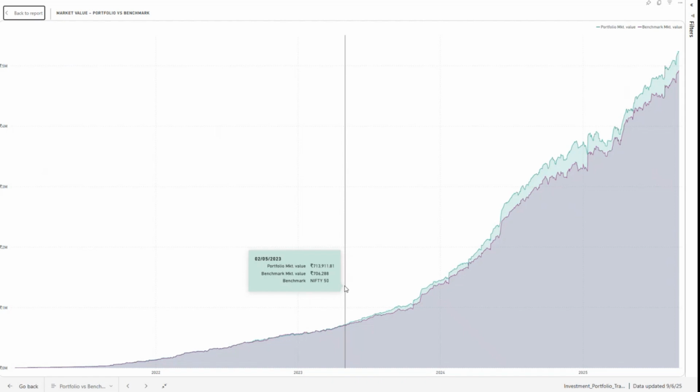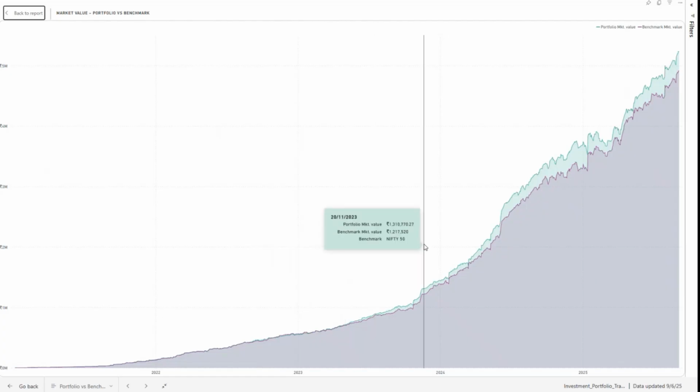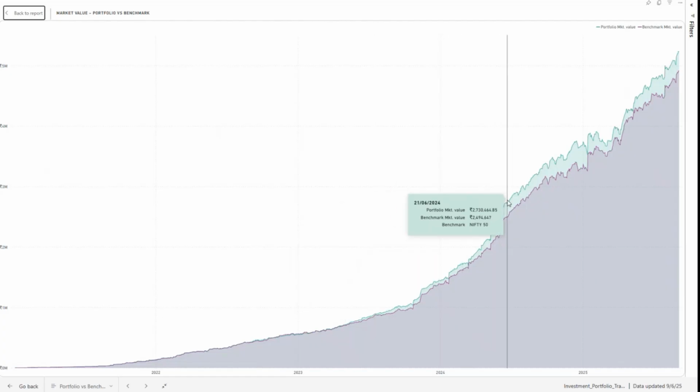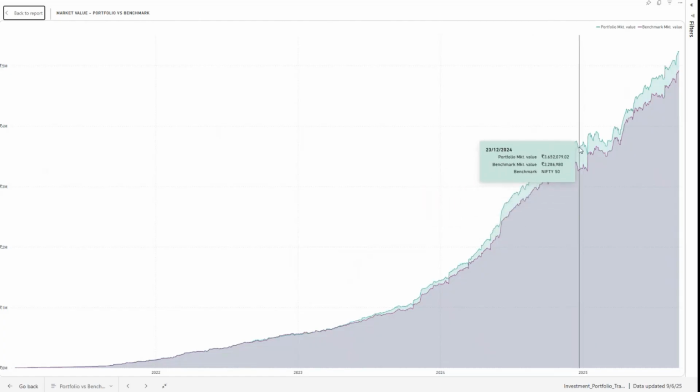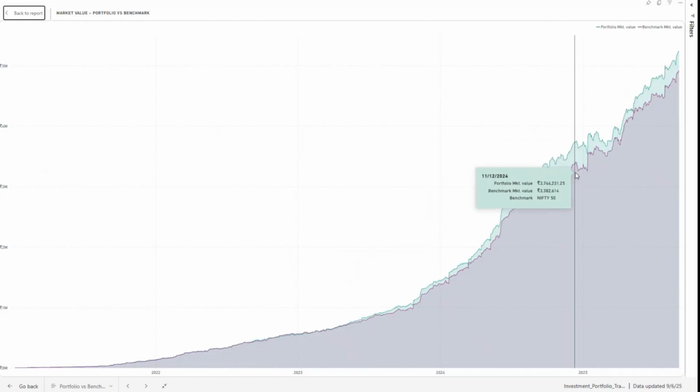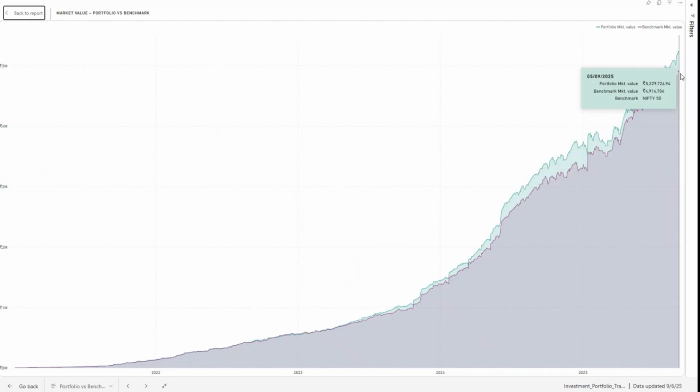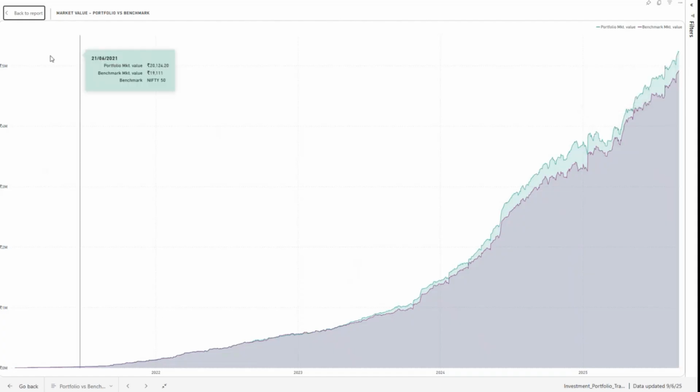And then eventually I added other funds, so eventually it was able to outperform the Nifty. So consistently the green line is above the pink line, which means that green is my portfolio value and pink is the Nifty 50 index value. So I was consistently able to beat the index. That is what it is trying to say.